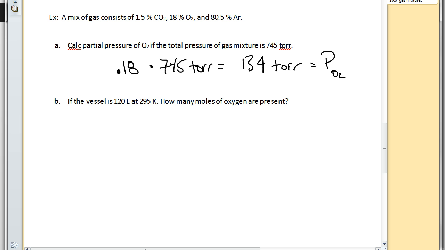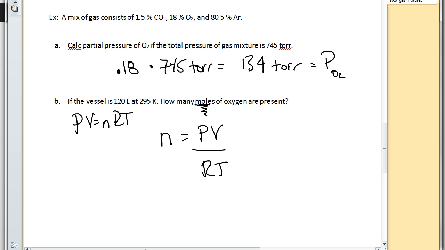Now, they're going to ask us another question. If the vessel is 120 liters at 295 Kelvin, how many moles of oxygen are present? Whenever we see moles in a gas law problem, it really tips us off that we're going to use the ideal gas law. And so I'm going to use the ideal gas law in this problem. So what I'm going to do is just solve this for moles. Moles are going to be equal to pressure times volume divided by the ideal gas law constant multiplied by temperature. And so I'm just going to plug some values in here. We said up here already that the pressure was 134 torr.